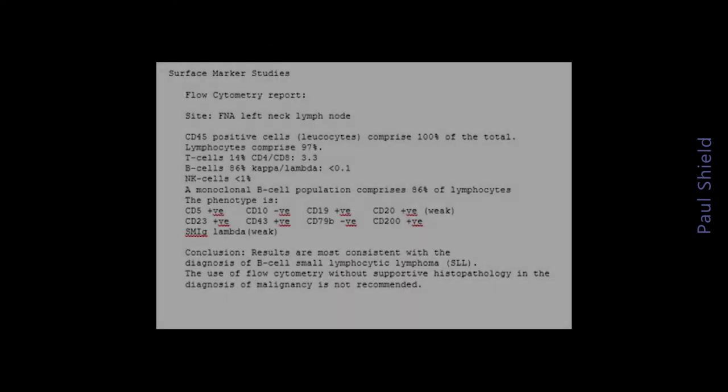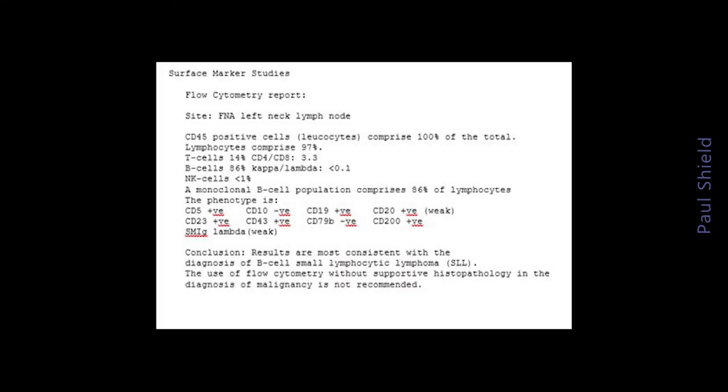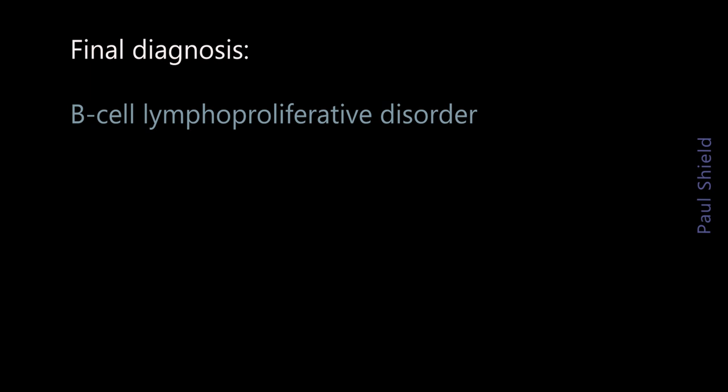So we did perform flow cytometry on this case, and you can see that the cells were found to be all leukocytes. The majority of those were B cells, 86%, and amongst that there was a B cell monoclonal population present. So the findings were really consistent with a B-cell small lymphocytic lymphoma. And so our final diagnosis really was a B-cell proliferative disorder.